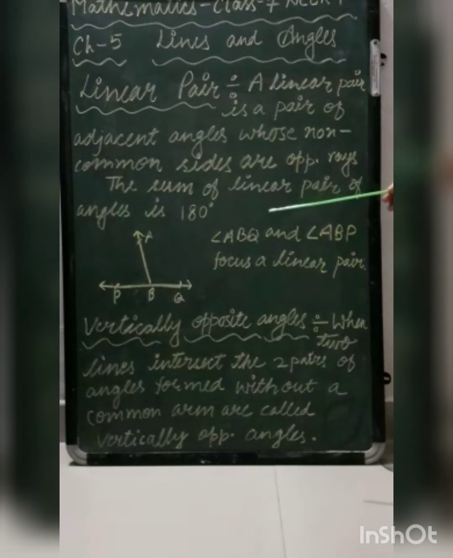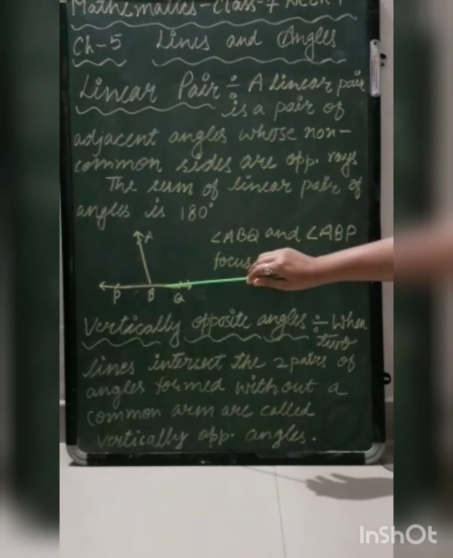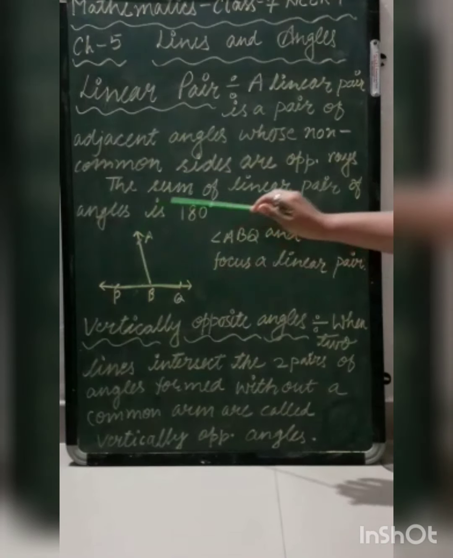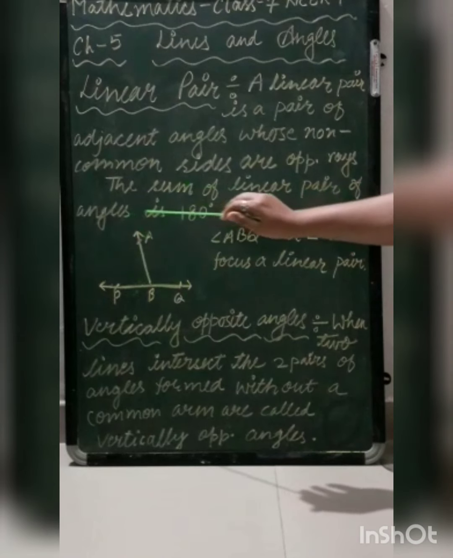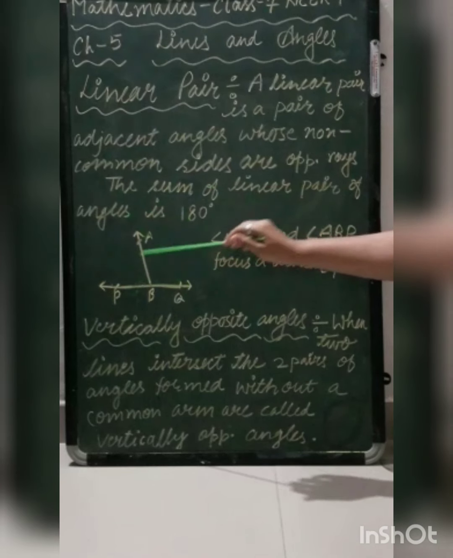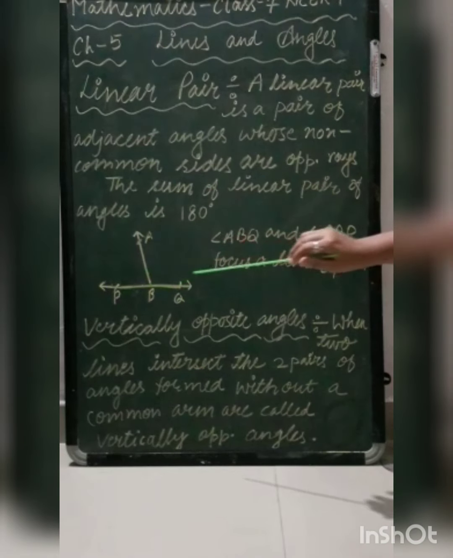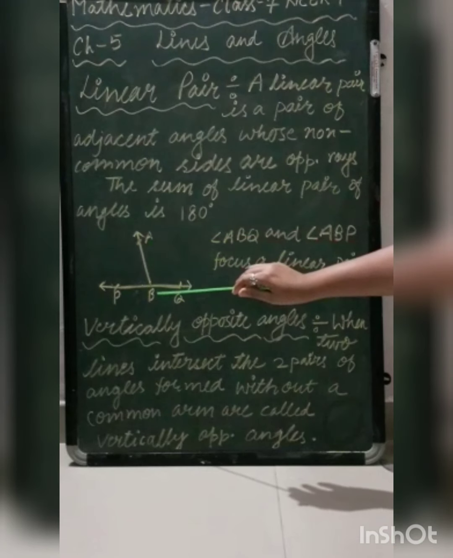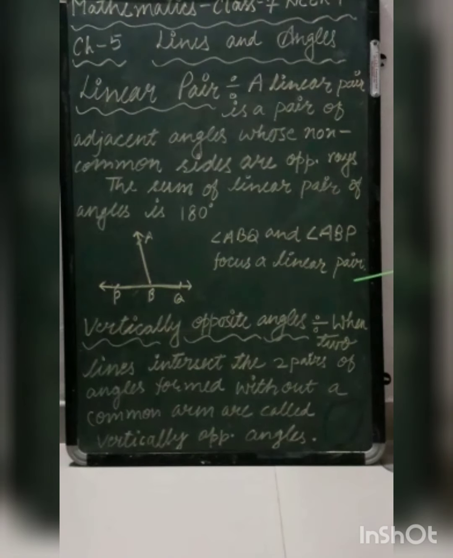Okay. Now the next definition is linear pair. What is the definition of a linear pair? A linear pair is a pair of adjacent angles whose non-common sides are opposite rays. You can see in the figure that the non-common sides are opposite rays, right? And the sum of a linear pair of angles is 180 degrees also. You can see that when we add these two angles, we get 180 degrees, right? So here angle ABQ and angle ABP form a linear pair, right?